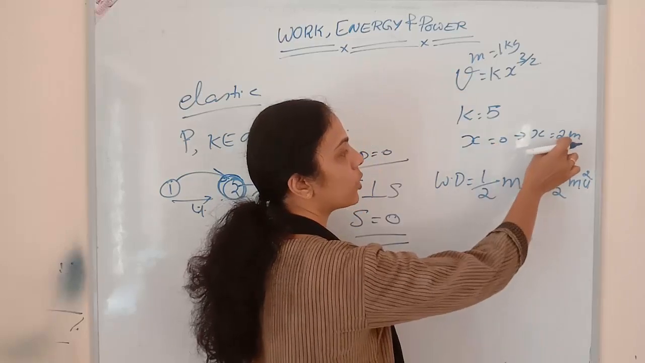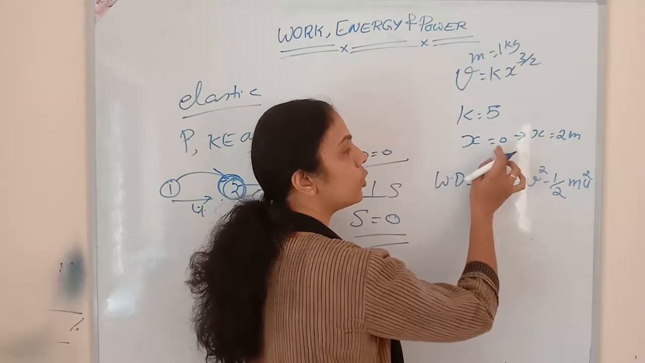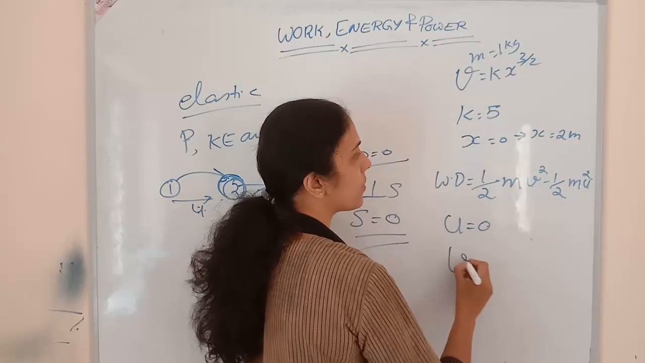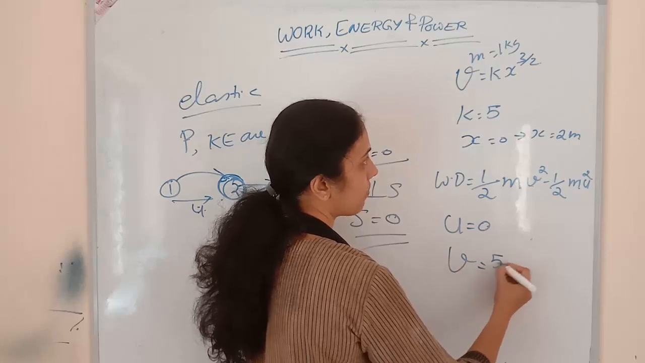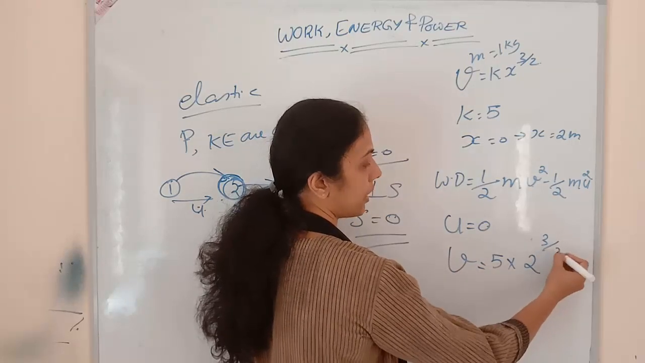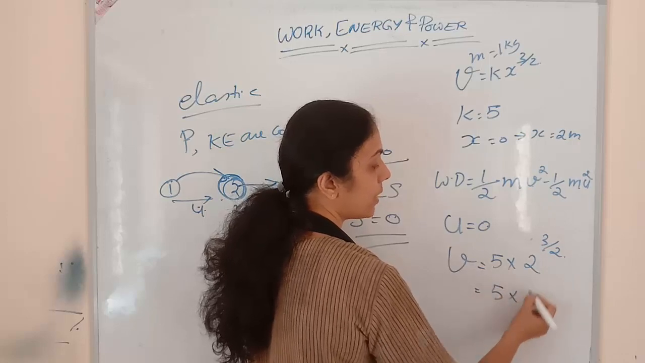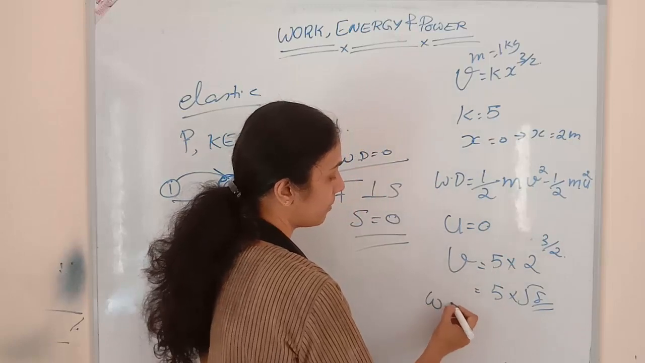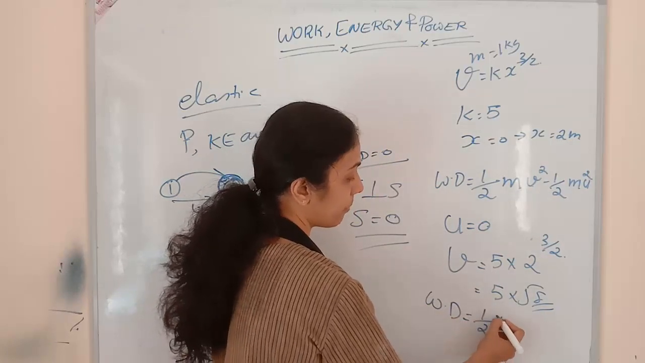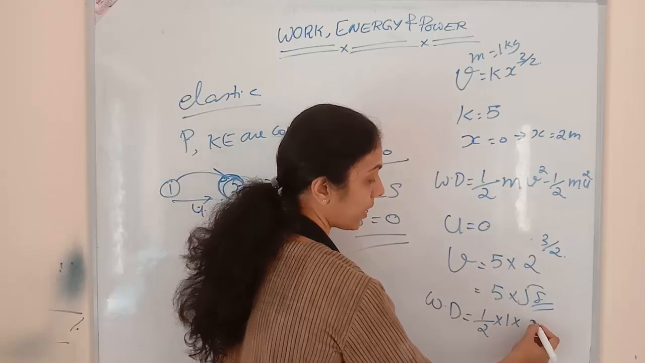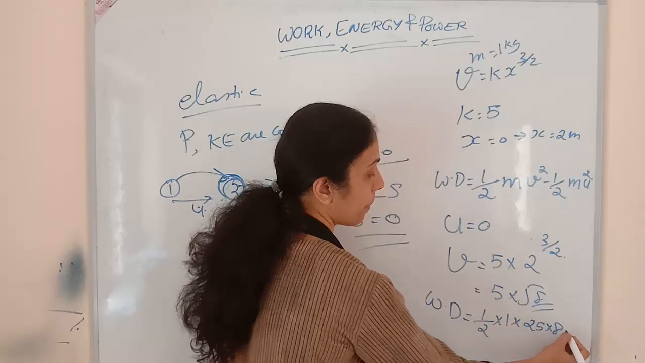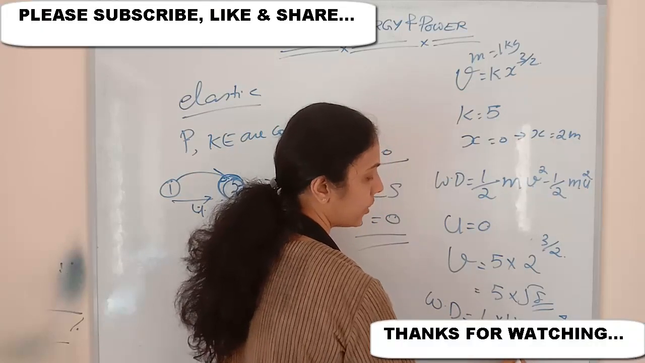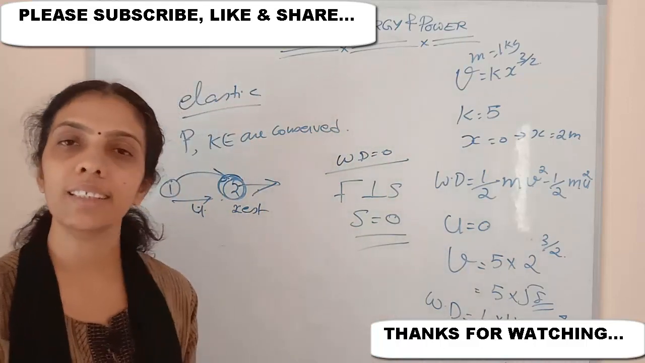For v we should substitute the final distance, and for u the initial distance. So u we will get as 0. What is v here? k, which is 5, into x to the power 3 by 2. 2 cube is 8, square root of 8. Now what will be the work done? Work done is half m v square, 5 square is 25 into 8, minus 0. So 25 fours are 100. You will get the work done as 100 joule.